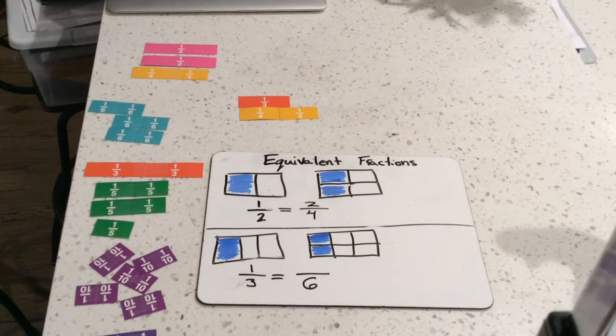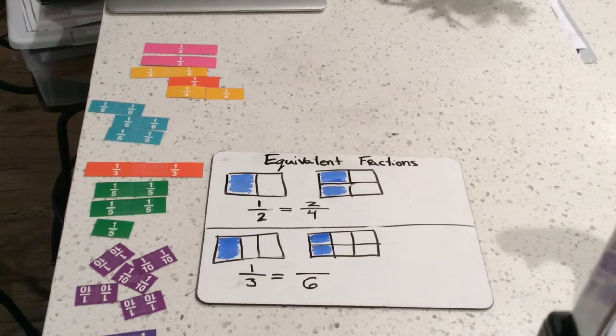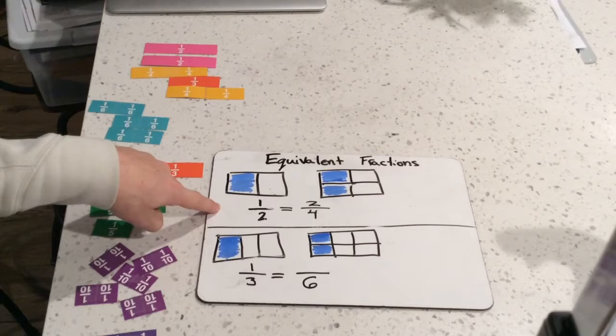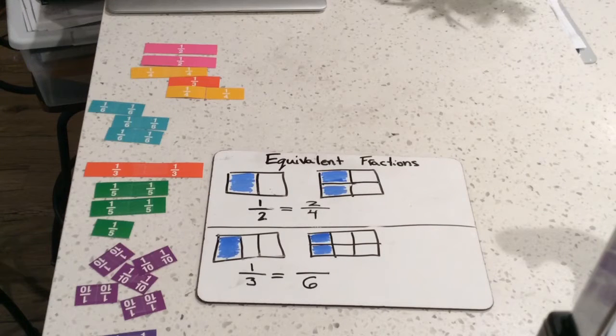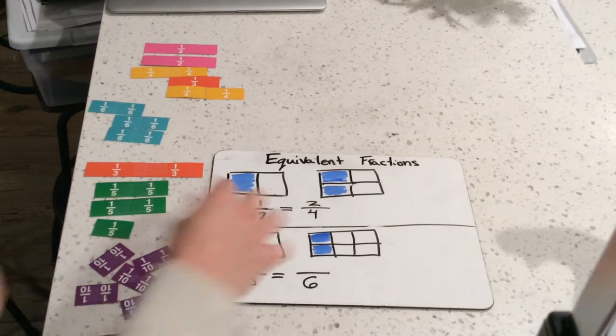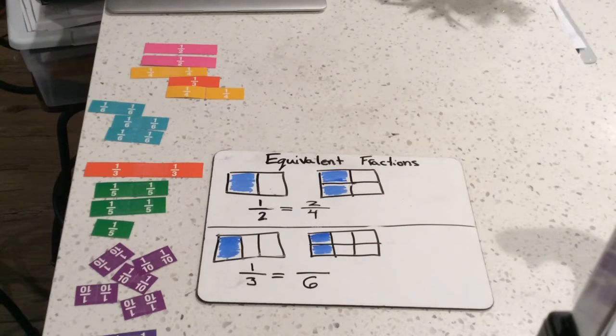Okay, so I'm going to start off with this picture here. And you can see that I've already done the work for us. I have 1/2 is equal to 2/4. On the left side, I split the whole into two pieces and I shaded one side in. On the right, I split the whole into four pieces and I shaded two of the four pieces in. Now these fractions are equivalent.